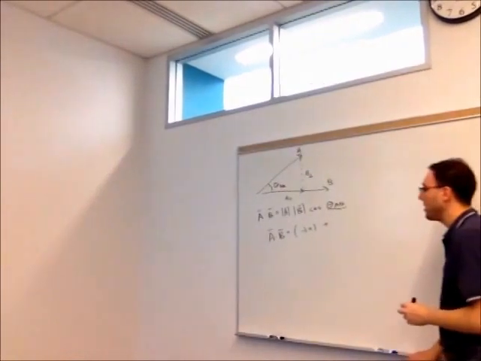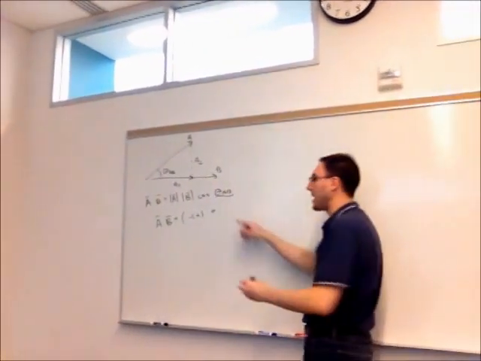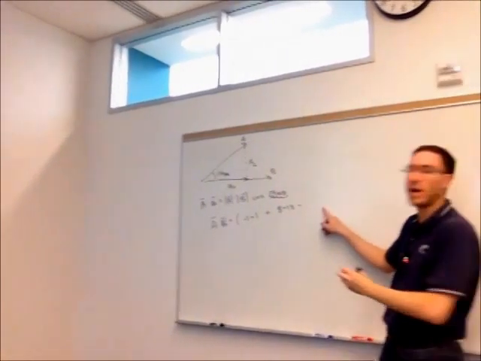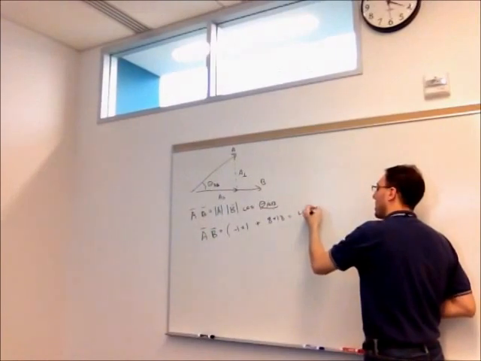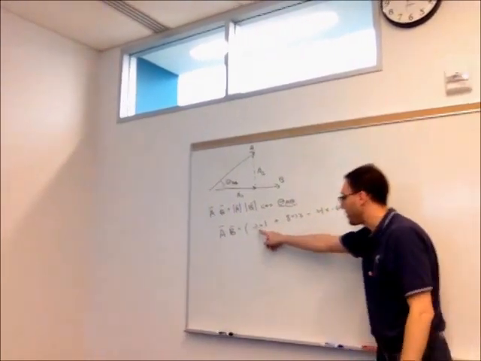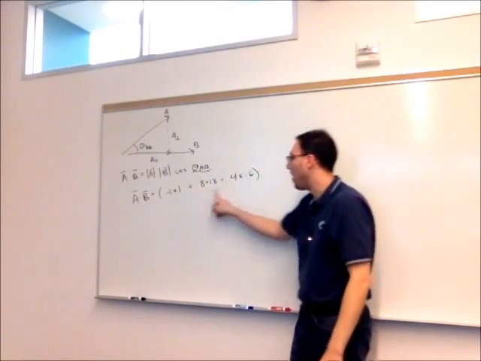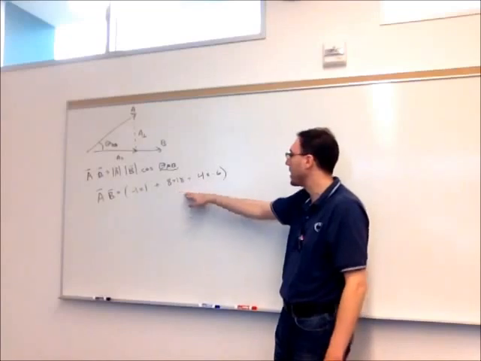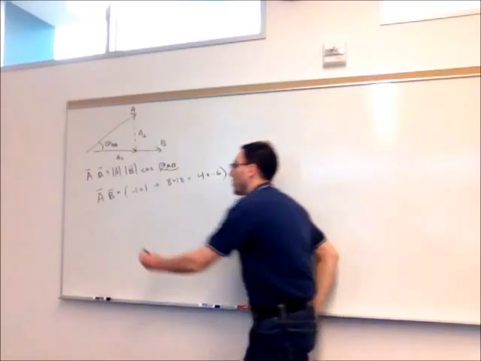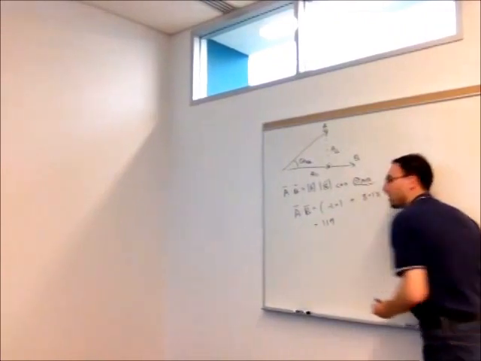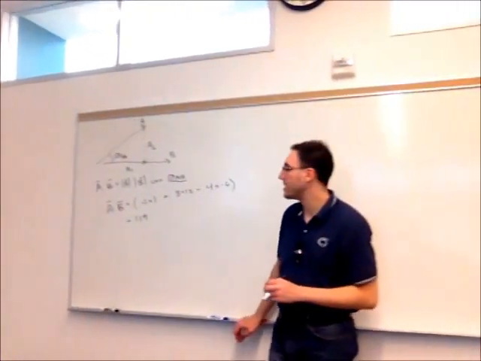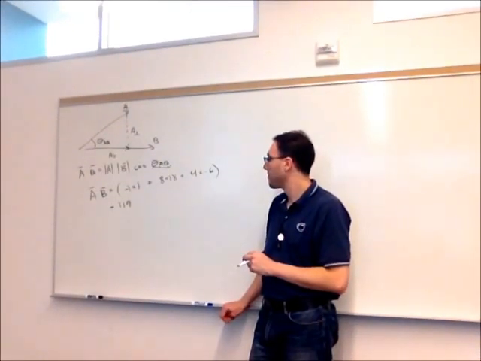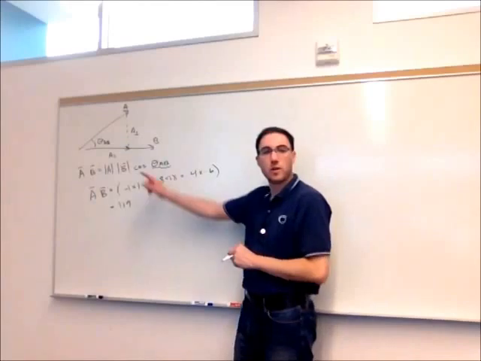So -1 times 1 plus 8 times 18, the j components, plus the k components, 4 times -6. And also notice here there's no i's, j's, or k's. These are all just scalar values. So -1 plus whatever 8 times 18 is, minus 24 will give us a value of 119. So 119 is the dot product of A and B. All right, so that's our left-hand side.